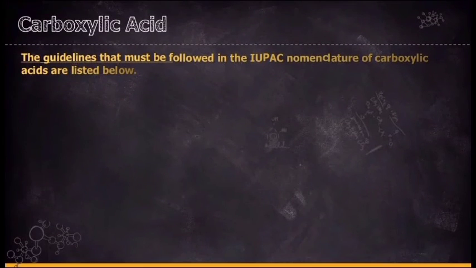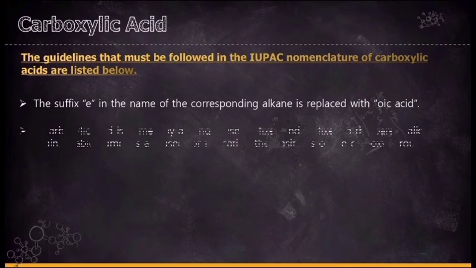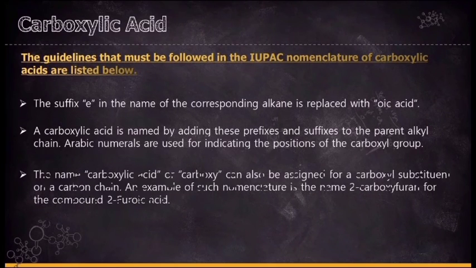The guidelines that must be followed in the IUPAC nomenclature of carboxylic acids are as follows. The suffix "-e" in the name of the corresponding alkane is replaced with "-oic acid". A carboxylic acid is named by adding these prefixes and suffixes to the parent alkyl chain. Arabic numerals are used for indicating the positions of the carboxyl group. The name carboxylic acid or carboxy can also be assigned for a carboxyl substituent in a carbon chain.